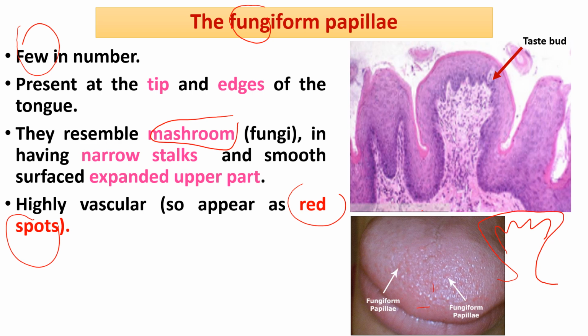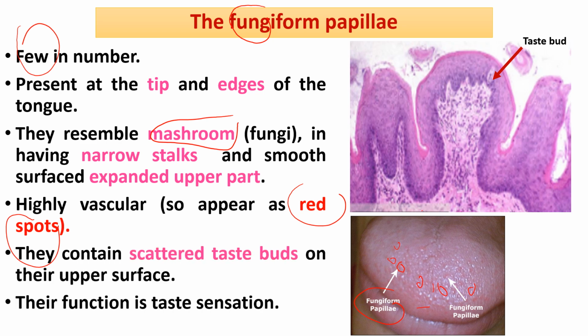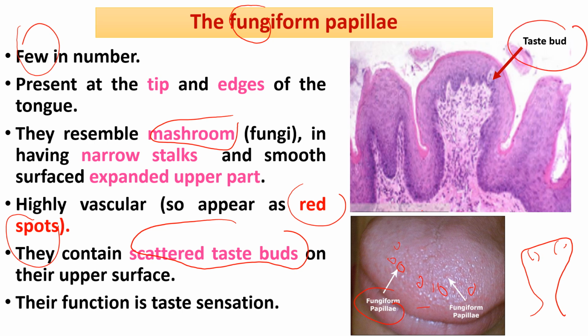Can you see here? At the edges and tip of the tongue, there are fungiform papillae. They look like red spots because they are highly vascular papillae. Okay, what is the function of these papillae? These papillae have a role in taste sensation, so they contain scattered taste buds on their upper part. If this is the papilla, on its upper part we are going to find taste buds. So their function is taste sensation.